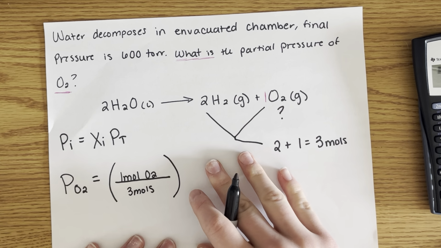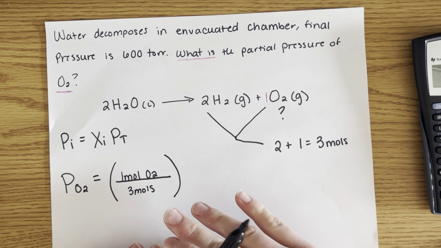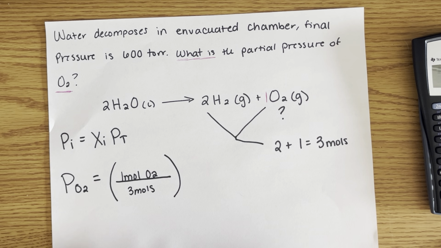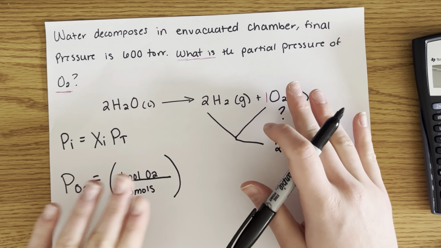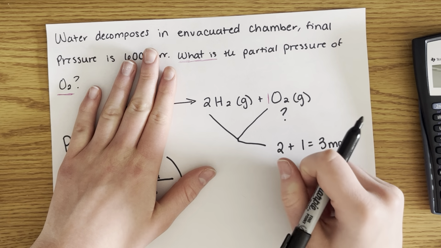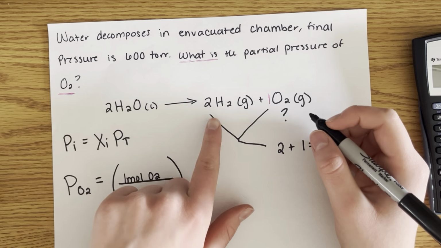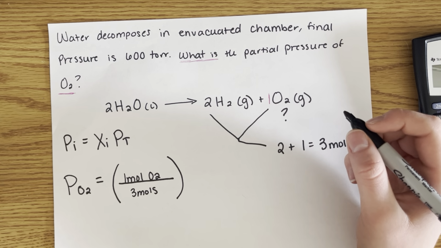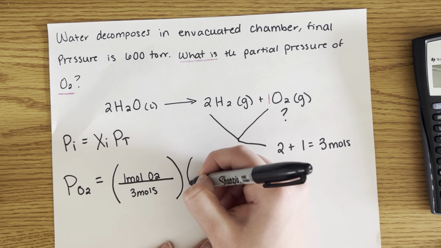Now, if this was confusing, please rewind the video and watch it again. It was confusing to me when I first learned it. But just remember, just imagine that this isn't even in the equation and the problem is saying there's 2 moles of H2 and 1 mole of O2, because that's all these coefficients are telling you, is how many moles of each substance are in that chamber. And then times our total pressure.